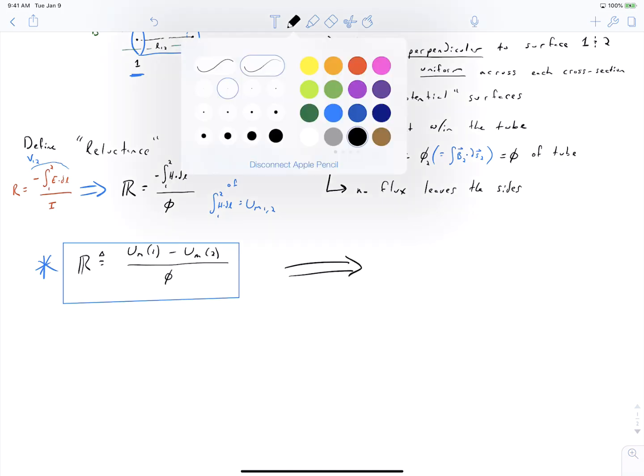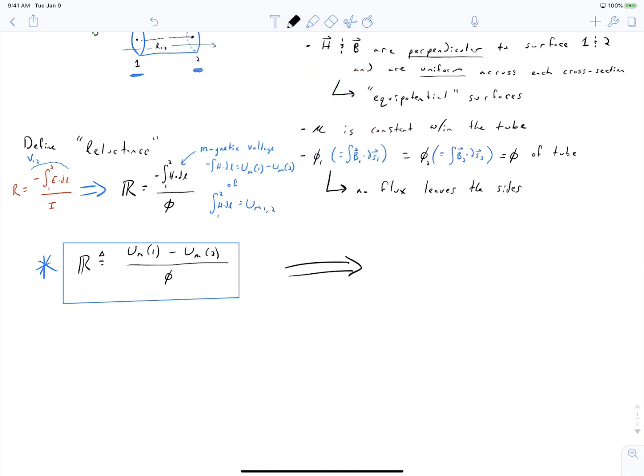And we can also sketch this in circuit form. We can talk about our reluctance element with a potential voltage on one side of UM1 and a potential voltage on the other side, a magnetic voltage, as UM2, connected to an MMF source, which is driving a flux.